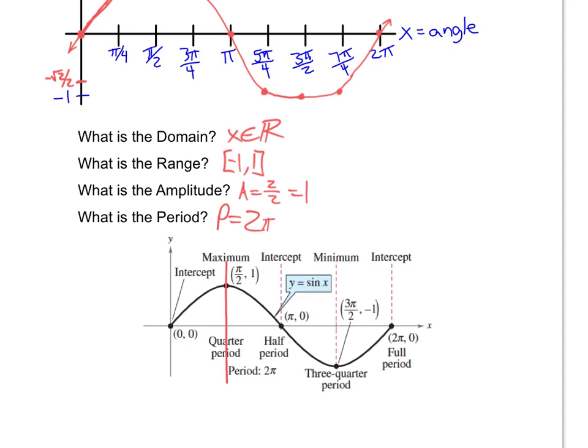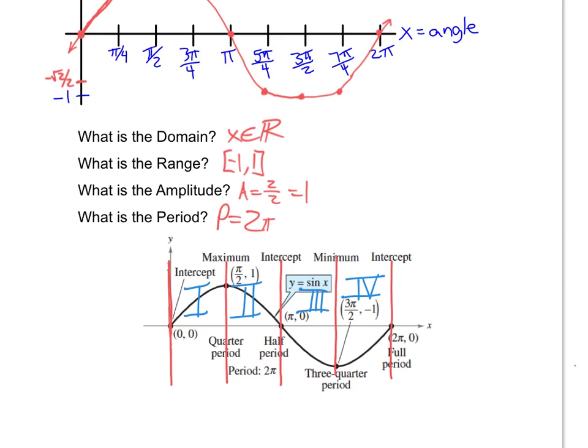But let's observe something else here. From here to here is what on my unit circle? The first quadrant. Okay, that's my first quadrant. And then from pi over 2 to pi is what? Second quadrant. Alright, we're catching on. From there to there is our third quadrant. And then from 3 pi over 2 over to 2 pi is the fourth quadrant.